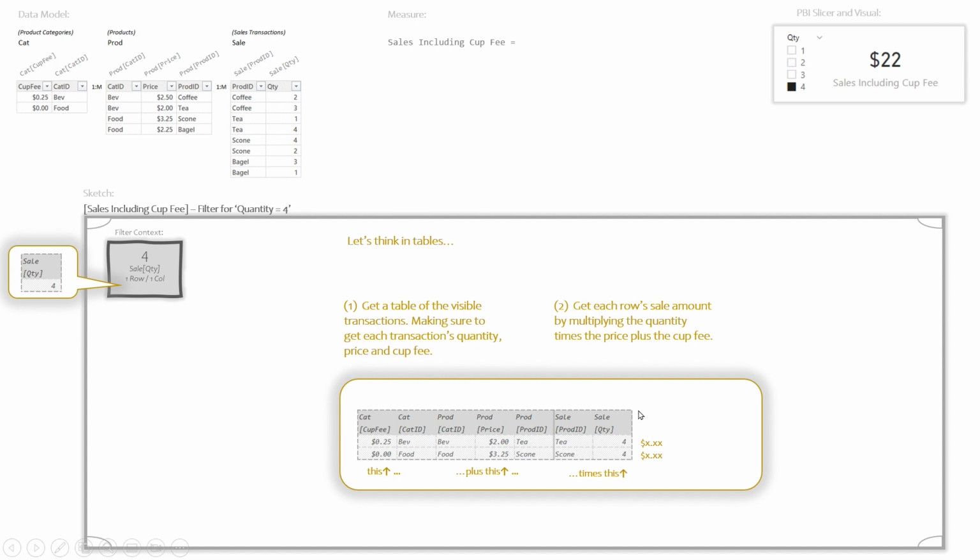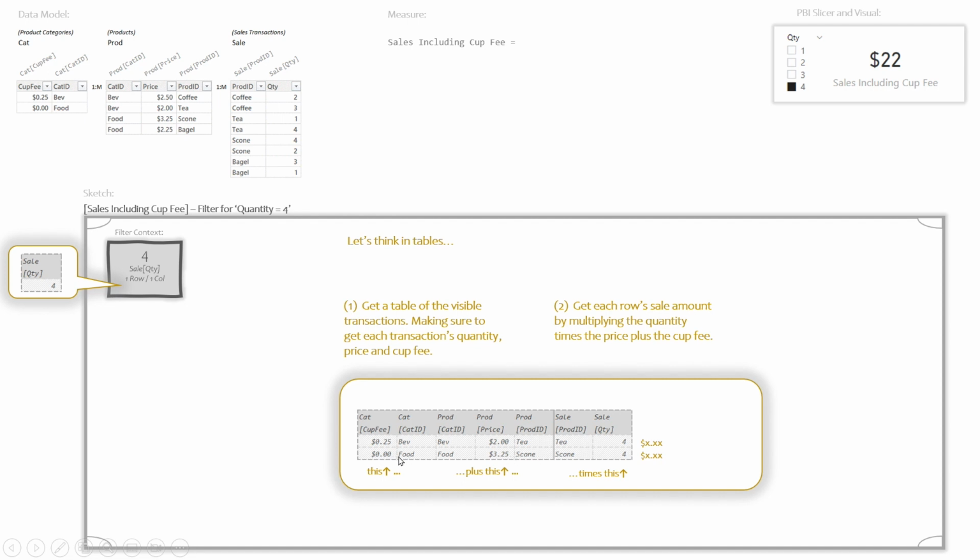And to get each row's sale amount, for each row, here's what we're going to do. We're going to take the cup fee and add it to the price, and then multiply that whole number times the quantity, right? So for every cup of tea that we sell, we charge $2 for the base price, plus 25 cents per cup. Well, that's $2.25 per cup, times 4, that'll give us the number for the top transaction, and we'll do the exact same thing for the bottom transaction.